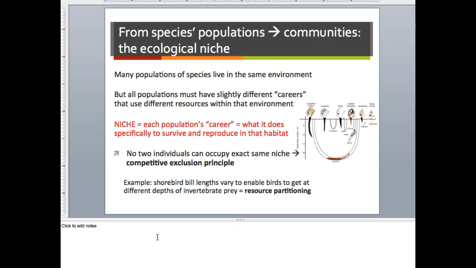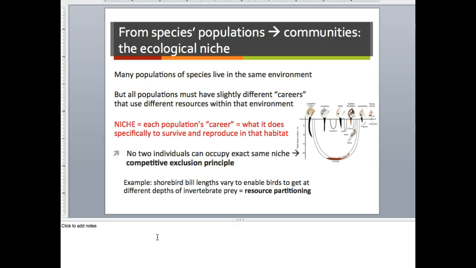So when we think about scaling up from the level of biodiversity that considers just species or populations into the level of biodiversity that comprises these multiple groups of species living in the same environment, we start to think about a concept we call the ecological niche. And your book goes through this quite specifically, but what I want to make sure everybody understands is it's not just the habitat within which an animal lives, it's the specific task or function that animal provides in that habitat, what it does to survive and reproduce.